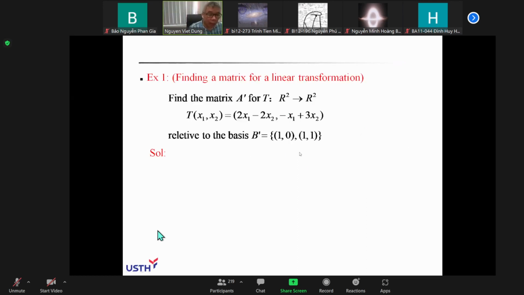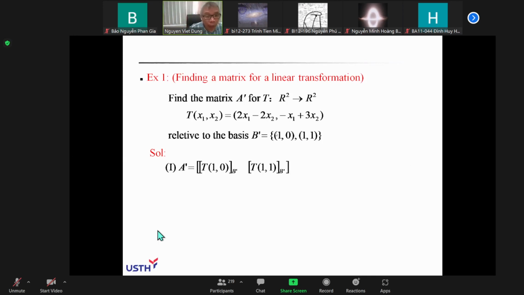And here is some example. Suppose that you are required to find the matrix A prime for the mapping T. T is given by that formula, and you are required to find the matrix A prime for T relative to the basis B prime, like that. So how can we do it? We have two ways. The first way is here.